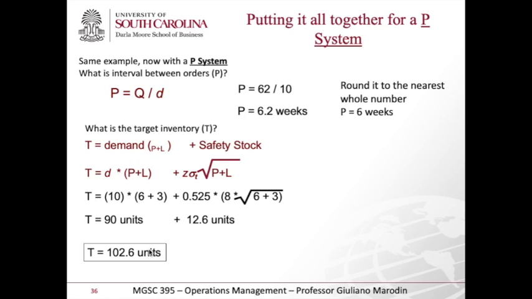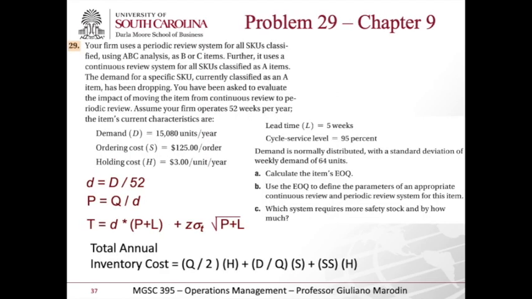Okay, so every 6 weeks, what does that mean, right? What is the implication of this math? Every 6 weeks, I'm going to look at my inventory, and I'm going to see how many units I have there, and I'm going to buy the difference between that and 103. Okay, so if I have 90 units there, I'm going to buy 13. If I have 50 units there, I'm going to buy 53. So I'm going to buy the difference.